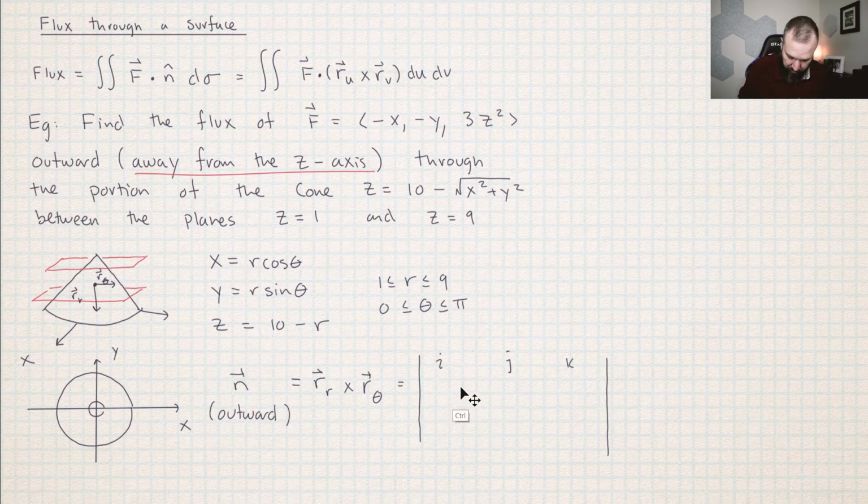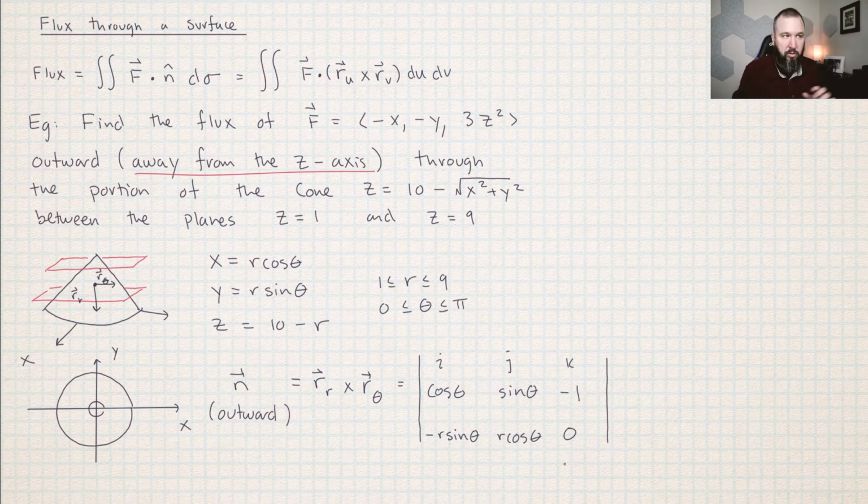I get cos theta. And then I'm going to take an r partial derivative, I'm going to get sine theta. Then I take an r partial derivative of that, and I'm going to get -1. Now I'm finding theta partial derivatives. So the theta partial derivative of this, I'm getting r times the derivative of cosine, which is negative sine, so negative r sine theta. Then the theta derivative of that is going to be r cos theta. And then the theta derivative of that is going to be 0.